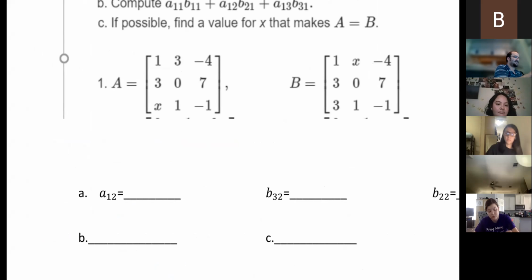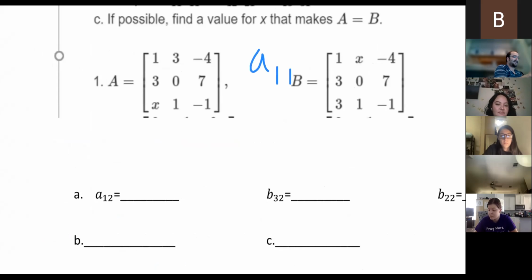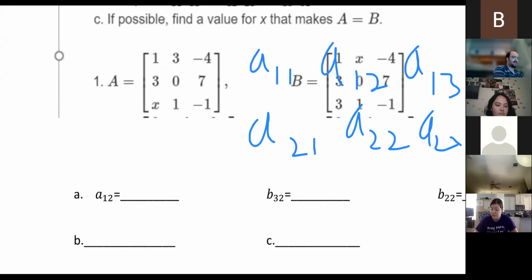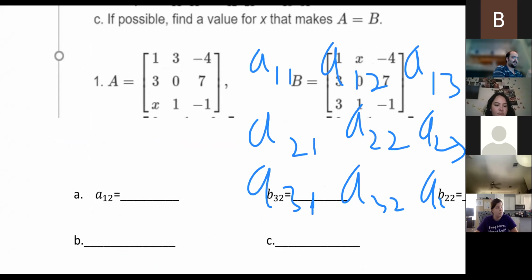So we're looking across this thing, and I know this one would be A11, A12, A13 would be the first row. The second row would be A21, A22. Yes. A23, and then the last one is A31, right? A32. Yeah. And A33. A33.